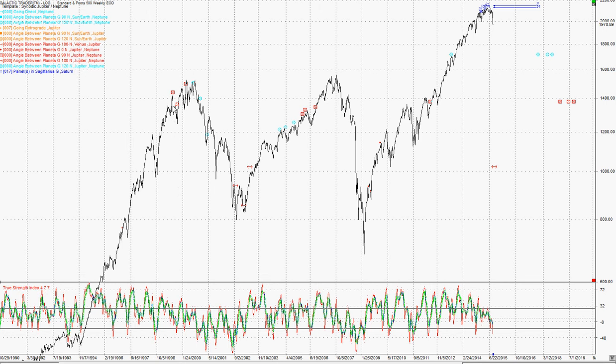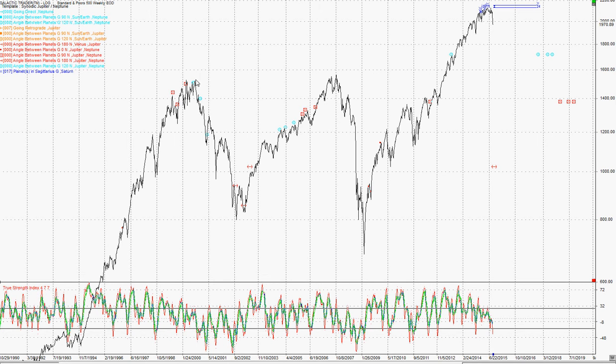So the first transit we see here, these three red squares, they are the 90-degree aspect, the square. There's three of them. There was some retrograde motion, so we had a 3-pass. You'll also note that's marking the top here in the 2000 run-up.